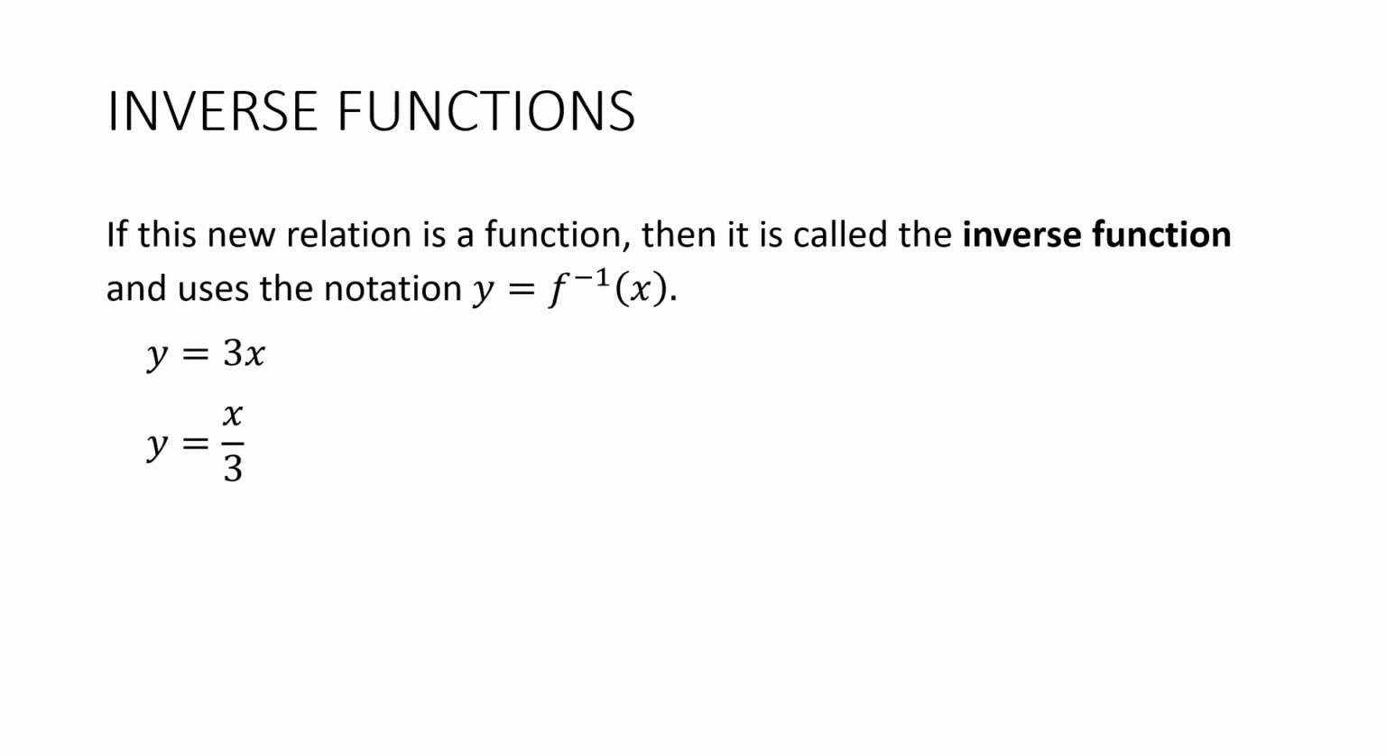Now, if the new relation is a function, then we call it the inverse function and we use this notation. Now, this question we just did, it is a function. y equals x over 3 is a straight line. So the inverse function of f of x equals 3x is f to the -1 of x is equal to x over 3.